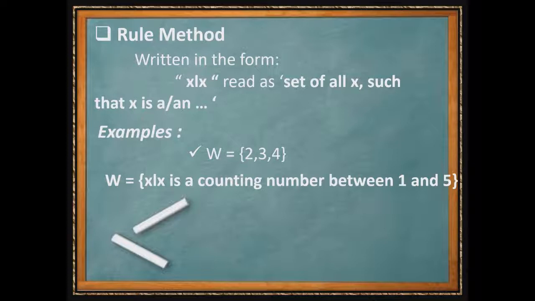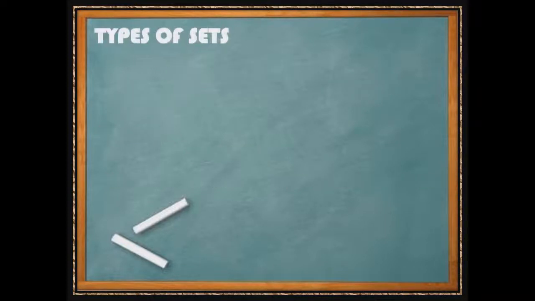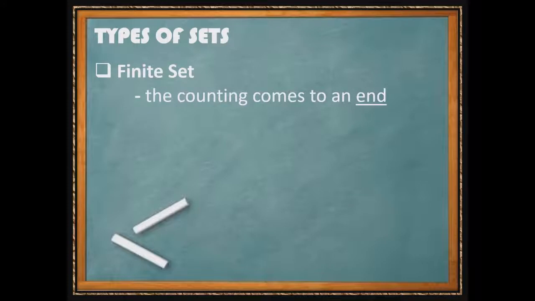Now let us go to the types of sets. First we have the finite set. When we say finite set, it is a set where the counting comes to an end. For example, we have this set J, set of 1, 2, 3, 4, 6, and 12. This is an example of finite set because the elements are only referring to the factors of 12, meaning it is not infinite.